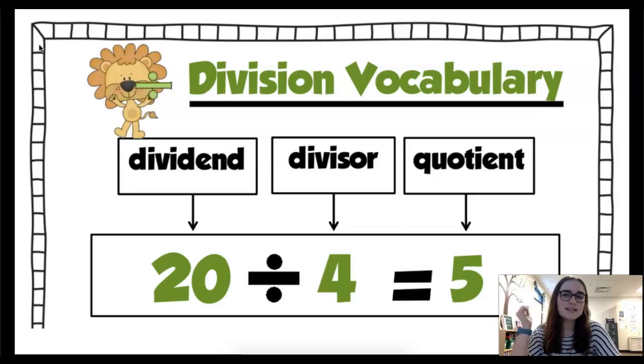Repeat after me, dividend. And we're trying to determine how many times the smaller number, which is called the divisor, repeat after me, divisor, goes in to the dividend. The quotient, the answer, is how many times the divisor goes into the dividend equally.